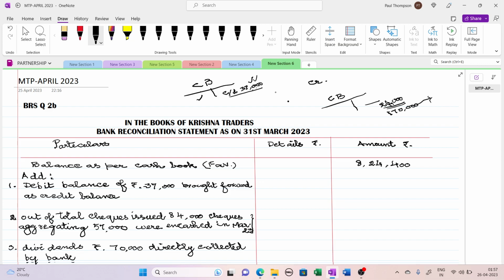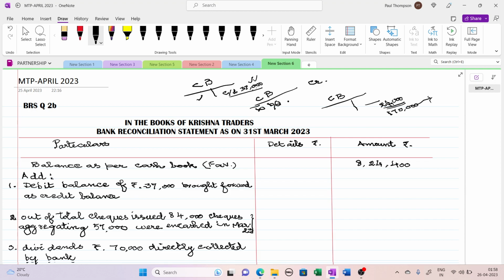So I should not have taken it as by balance brought down. It should have come to the debit side. In the next morning, I should have put this as, understand here, to balance brought down.